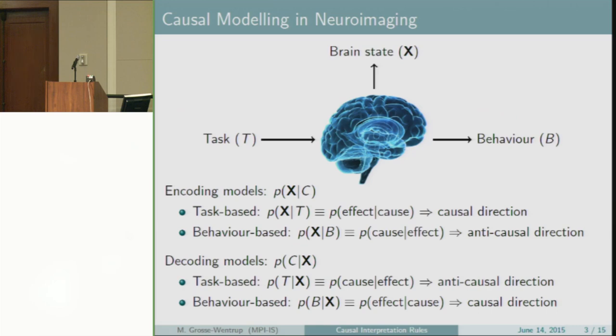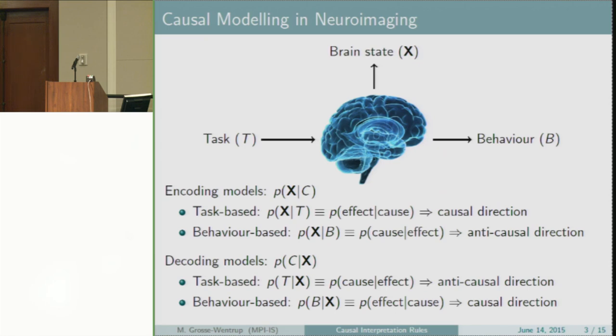And if we go to the behavior-based setting, this is again flipped. Yeah, so now we're modeling the behavior as a function of the brain state. So we're modeling the potential effect as a function of its cause, the brain state. So this is again a causal model. Yeah? So if you want to attach causal interpretation rules to our empirical results, then I think it should be intuitively plausible that this needs to be taken into account. We need to take into account what type of model we're using, encoding or decoding.